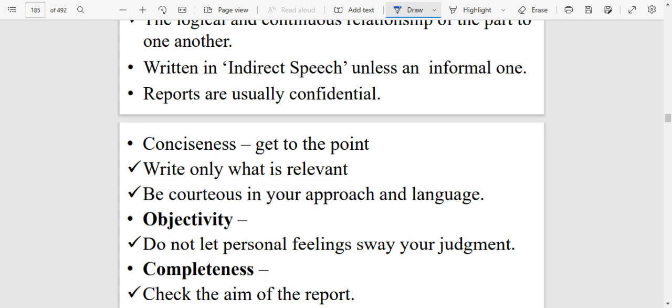And you also need to make sure that you are courteous. Okay, you have got that common courtesy. You are using language that is going to appreciate the reader, also consider the reader, the one who will be reading your report.